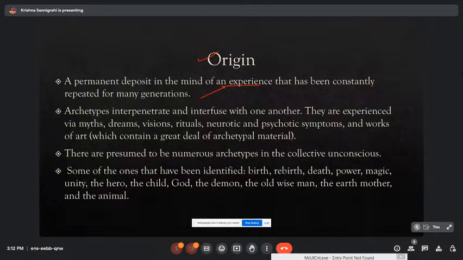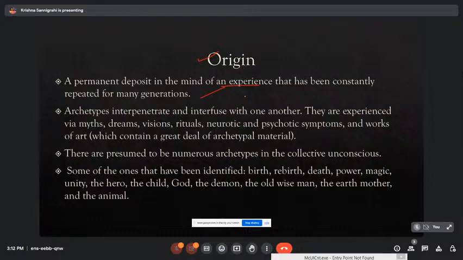So you are accumulating something. A permanent deposit, an accumulation of something. What? Of an experience that has been constantly repeated for generations. So, the experiences which have been repeated for generations.